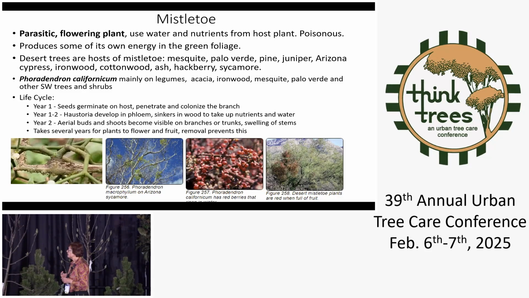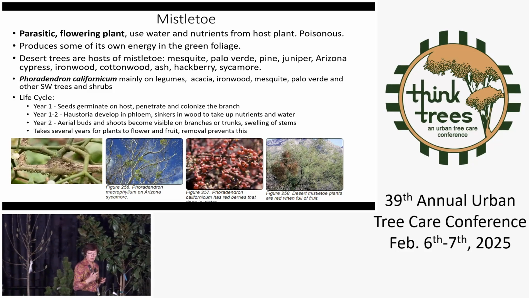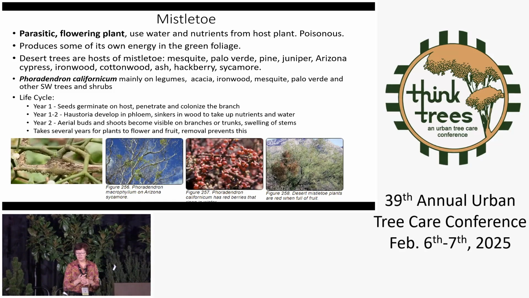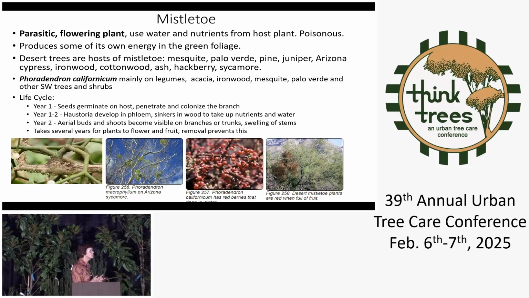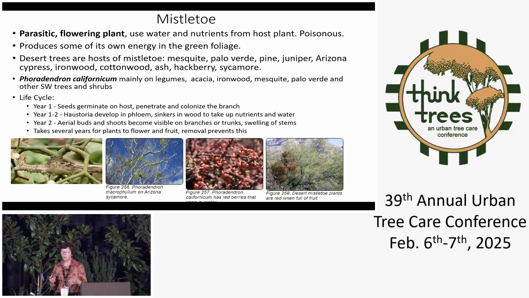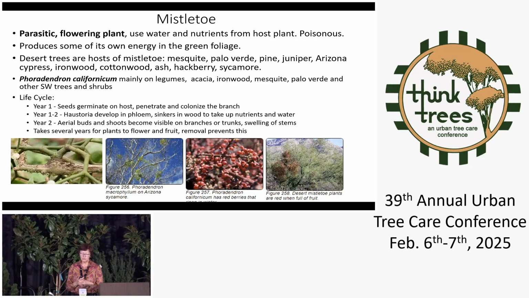And the desert trees have a lot of different mistletoes. There are a lot of different species that I know of in Arizona. And then there is one, the Phoradendron californicum. That's the main one on legumes. And of course, legumes are a lot of our desert trees, which gives them the advantage of being able to have their own nitrogen production with the rhizobium bacteria. But they are also prone to being populated by the mistletoe.